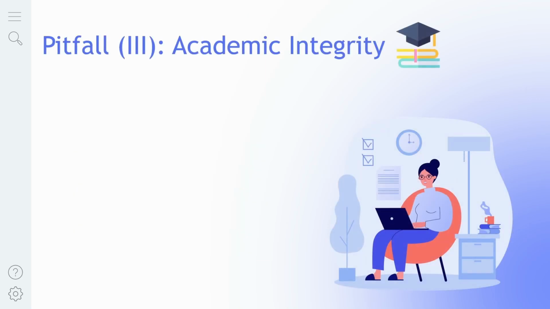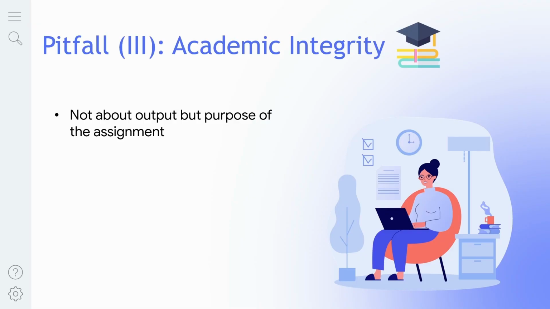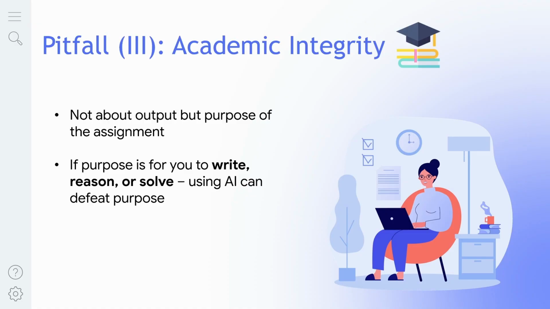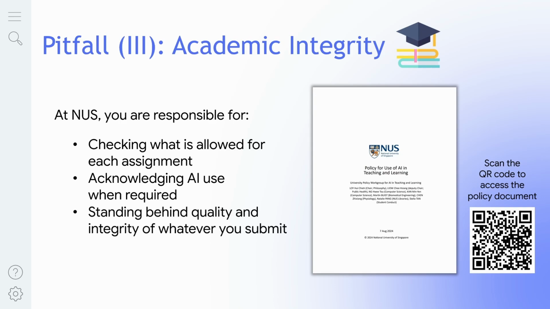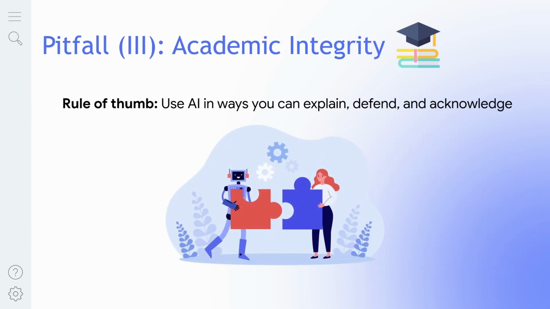Third, academic integrity. This is not only about whether the output is correct, it's about what an assignment is designed to assess. If the point of the task is for you to write, reason, or solve, then having AI do that core work can defeat the assessment even if the answer is good. At NUS, you are responsible for checking what is allowed for each assignment, acknowledging AI use when required, and standing behind the quality and integrity of whatever you submit. A good rule of thumb: use AI in ways you can explain, defend, and acknowledge.